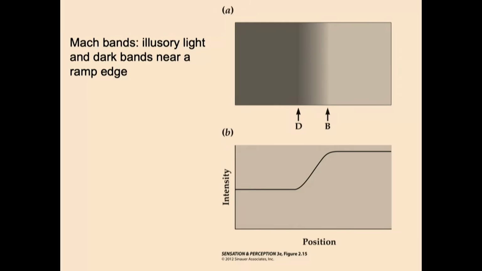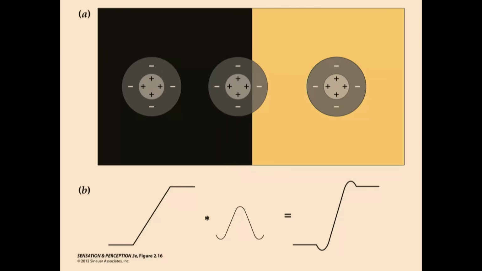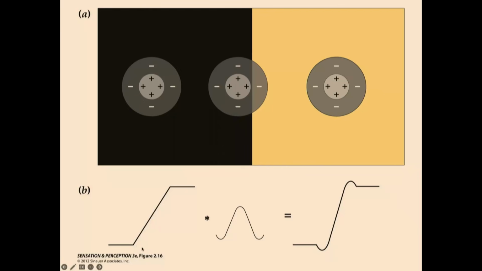People got interested in the fact that if you take one of these center surround receptive fields and convolve it with the image, you get out a response profile that actually kind of resembles what you see. All right, so here's the stimulus, the image. Here's a one-dimensional version of the center surround receptive field.